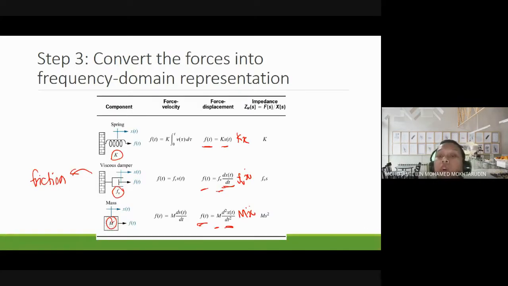We can convert this into the frequency domain using the Laplace transform. So we get k times big X. For the damper, we get Fv times s times big X. And for the mass, we get m s squared times big X. So we only have these three things: the spring, damper, friction, and also the mass.